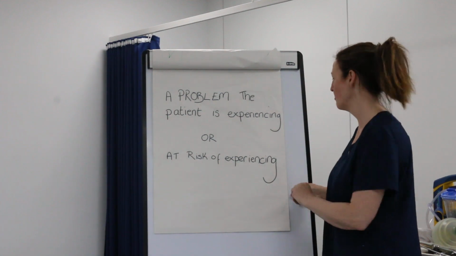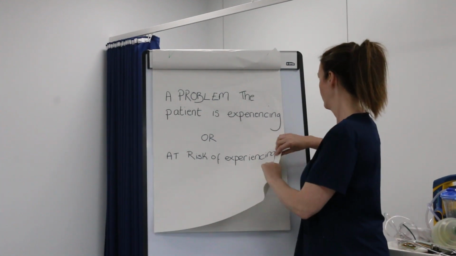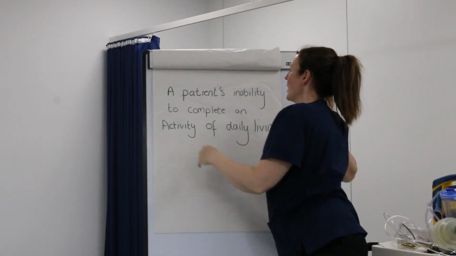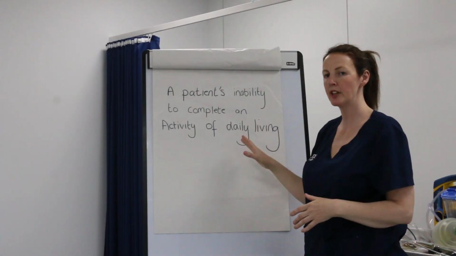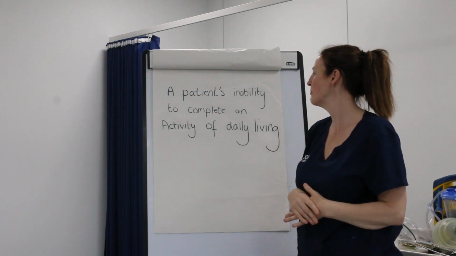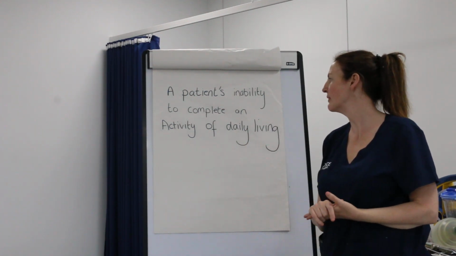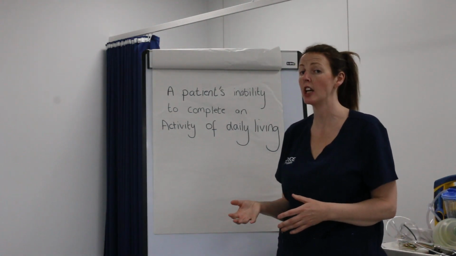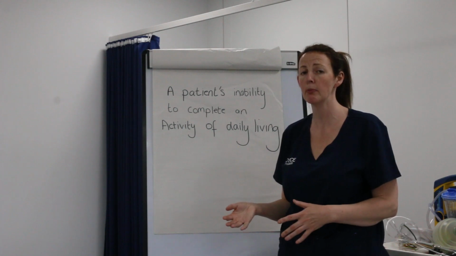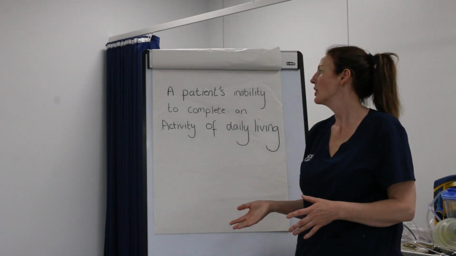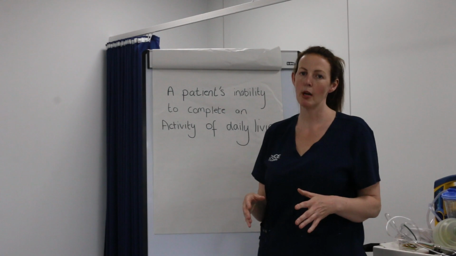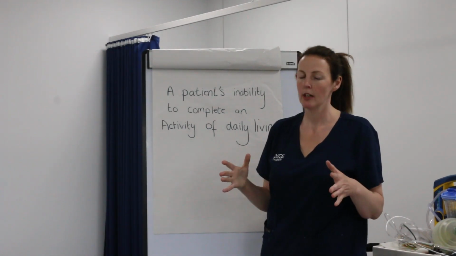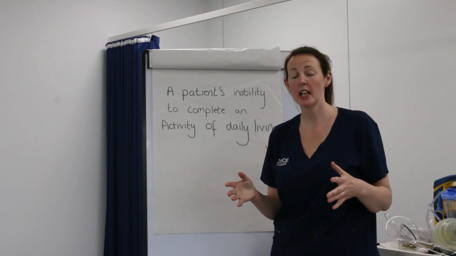There's also another group. Okay, so I don't know if you can read this. It says a patient's inability to complete an activity of daily living. So this is the next group of nursing problems that you can use when completing your nursing care plan. If you don't know about Roper's activities of daily living, now's a good time to learn, because it is used in the NMC OSCE.